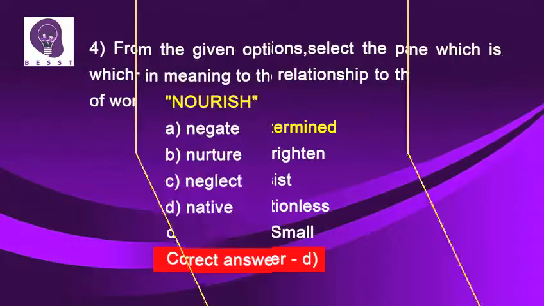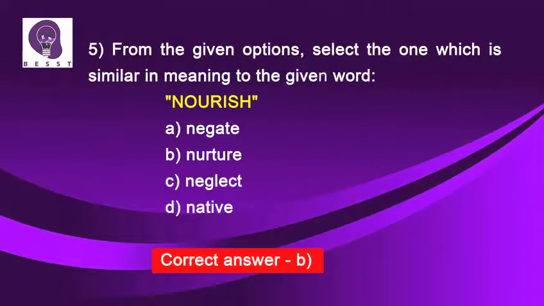Now let us proceed to the fifth question. From the given options, select the one which is similar in meaning to the given word. So we are given one word and four options. Out of the four options, we will have to find the word which has the same meaning as the given word. The first one is nourish. Now what is nourish? It means to provide people or living things with food in order to make them grow and keep them healthy.